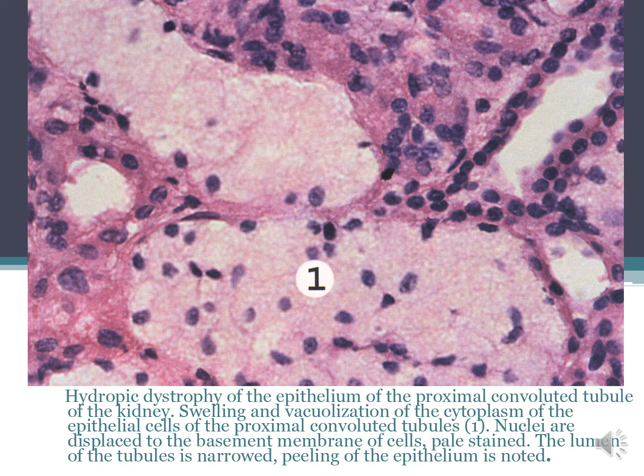Here you see some transparent areas within the cells. Some foci are without nucleus, so we can imagine that here there is a necrosis area of epithelial cells. The nuclei are displaced to the basement membrane of cells. We see pale staining of these cells. The lumen of the tubules is narrowed. Peeling of the epithelium in some areas is noted.